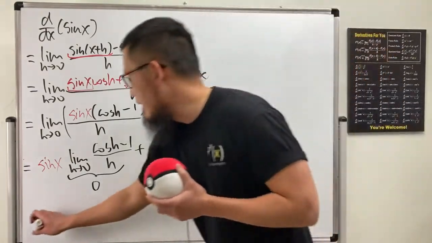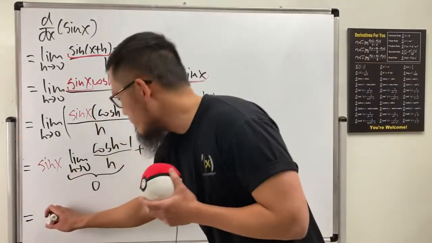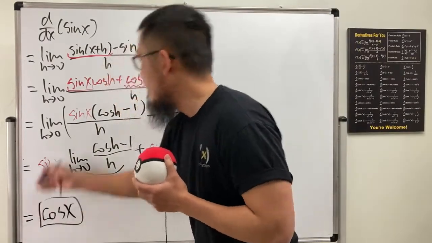But anyway, though, you'll see that this right here is just sine x times 0, which is bye-bye, and then right here we have cosine x times 1, which is just going to be cosine of x. So ladies and gentlemen, this right here is the derivative of that.